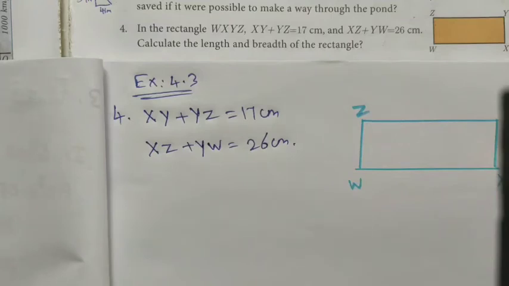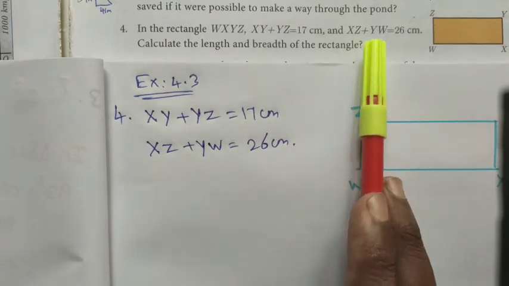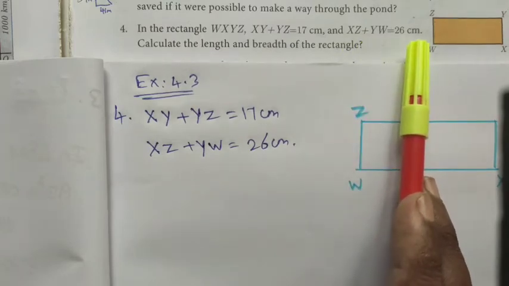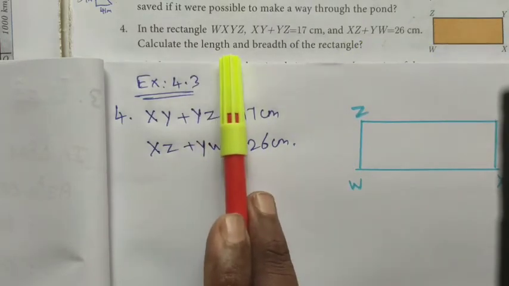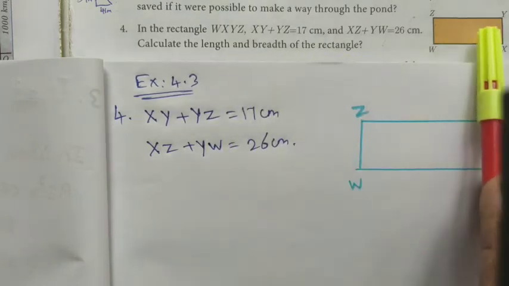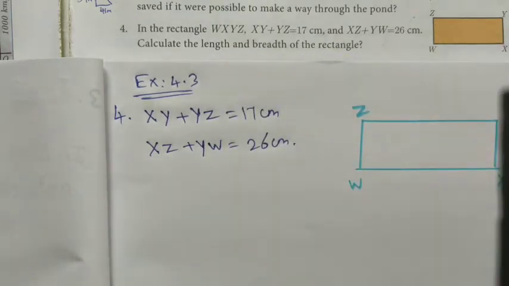Students, class 10, exercise number 4.3, question number 4. In a rectangle WXYZ, XY plus YZ is given as 17 and XZ plus YW is equal to 26 centimeters. Calculate the length and the breadth of the rectangle. The rectangle is given.